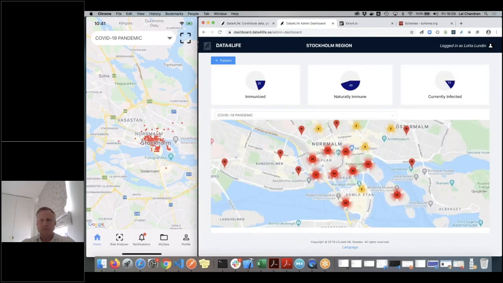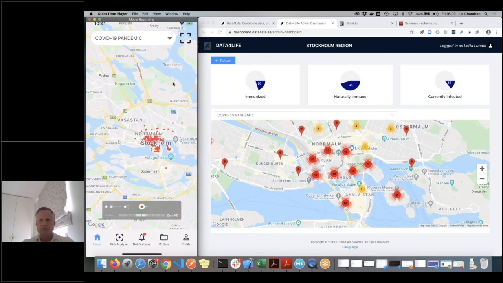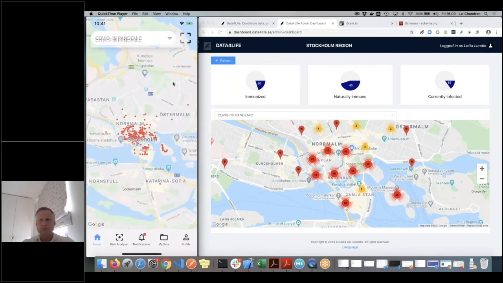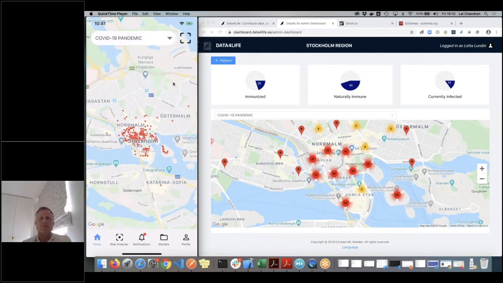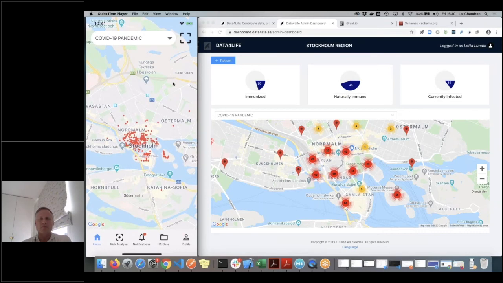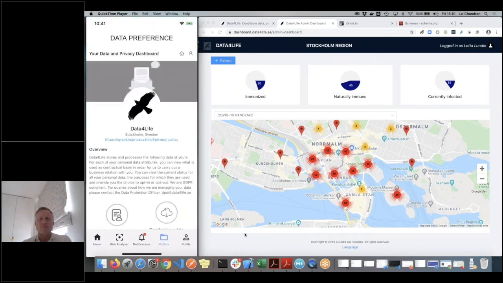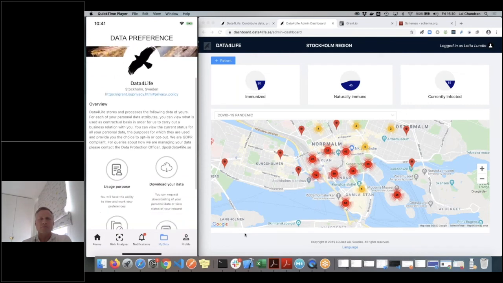Essentially, what you see on the left side is a user app where I, as a user, am able to select the different pandemics or any kind of, say, seasonal flu, etc., that could actually be around. In this case, I've chosen the COVID-19 pandemic. And as Frederick and I repeatedly pointed out, we are primarily looking at it from a privacy and data protection perspective. So I go to the My Data section, where I, as a user, have full control of my data.